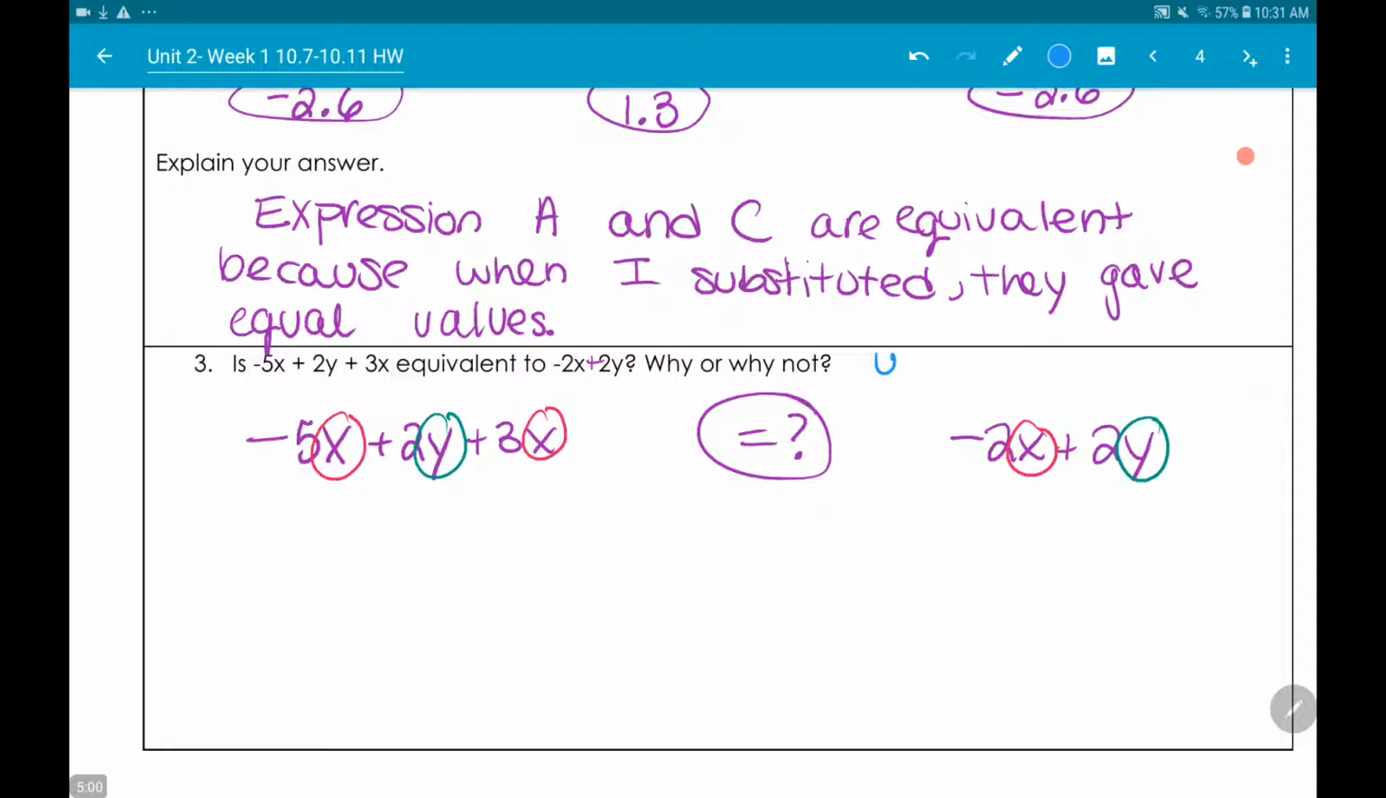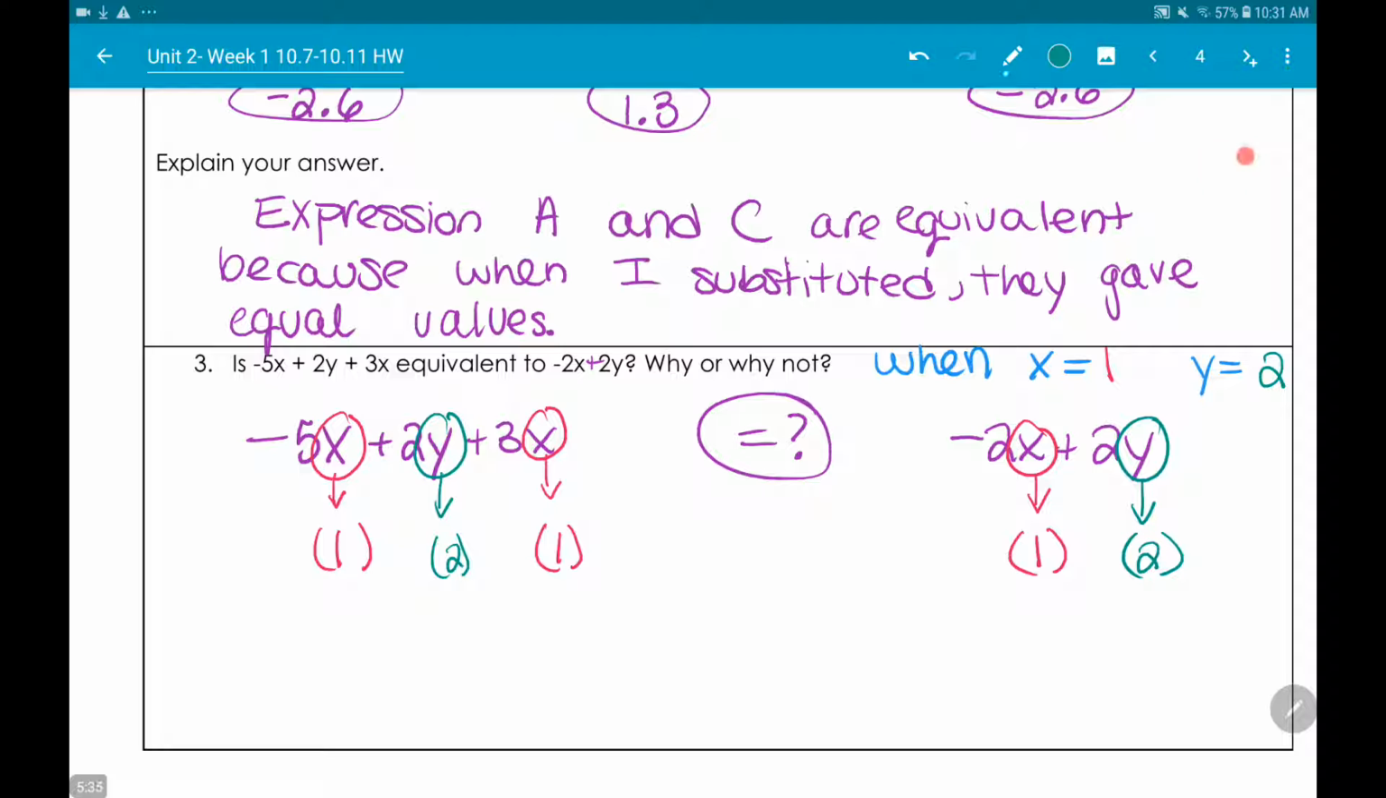We need when x is equal to something and when y is equal to something. So we get to make those up again. So let's say when x is equal to 1 and y is equal to 2. As long as it stays the same throughout both, it doesn't matter what number it is, as long as it stays the same. So what I mean by that is all my x's are 1 and all my y's are 2. As long as that is consistent, then that's fine. And I'm going to go ahead and write out my other things.